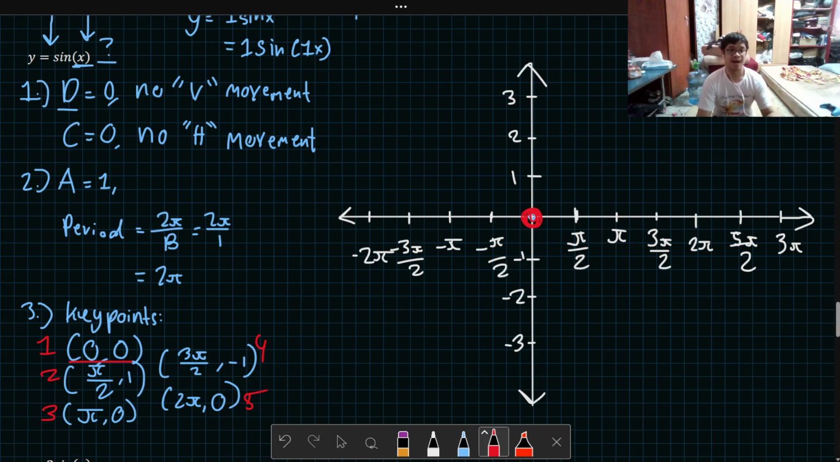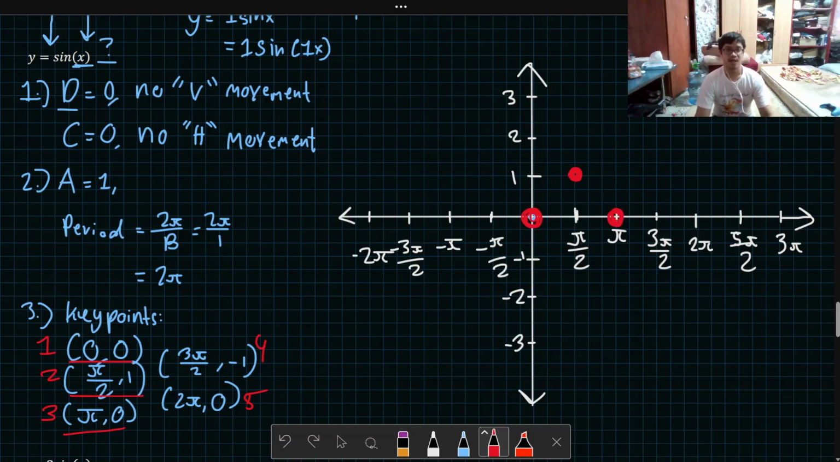Second key point is pi all over 2, 1. So your x is pi all over 2, your y is 1. If you're going to plot it out, it's actually here. This is your second key point. Then the third key point is pi, 0. So your x is pi and your y is 0. When your y is 0, but your x coordinate is given, that means the point is located at the x-axis. So we have pi here and your y is 0. So it's just located here. That's it.